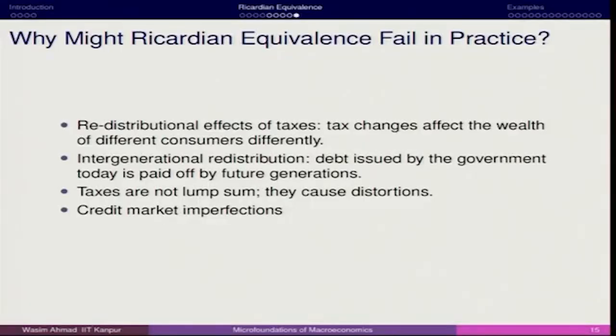The second thing is the debt which the government has issued. Suppose the government has issued debt to tackle COVID-19, borrowing money from the market. Now, the money is spent on this current generation, which is having the vaccination, tax incentives, business incentives, and tax relief.